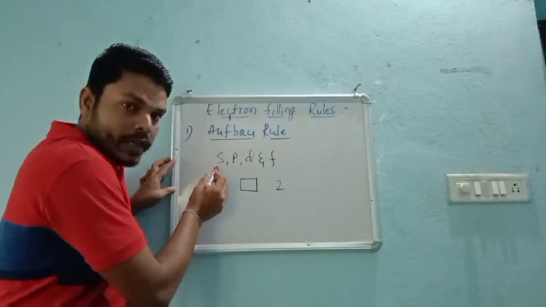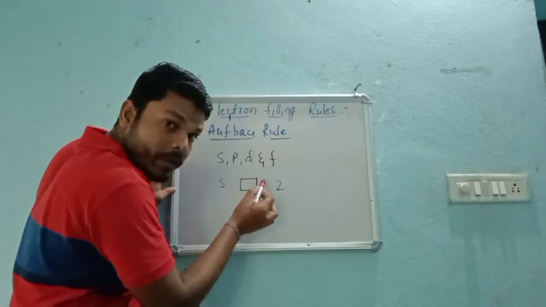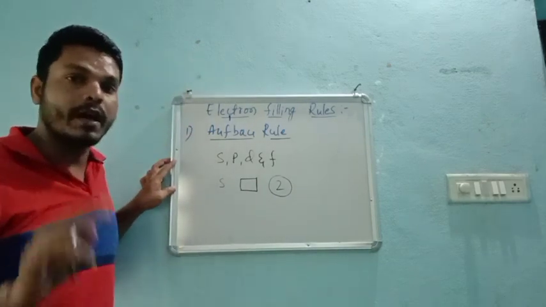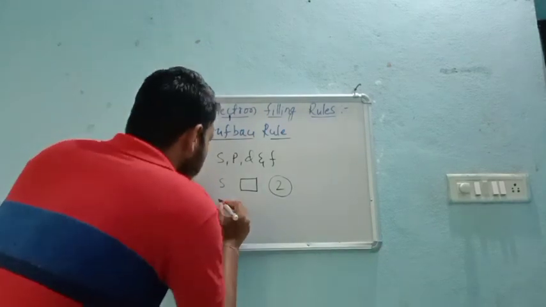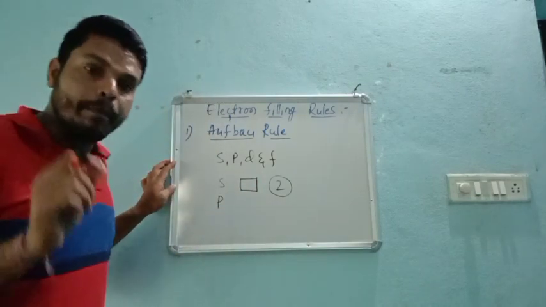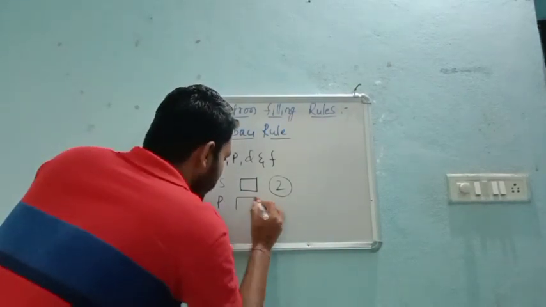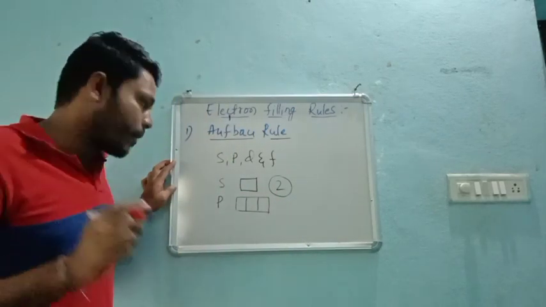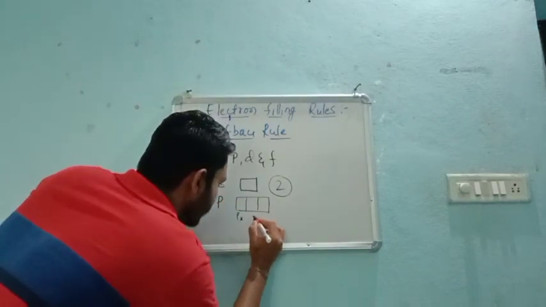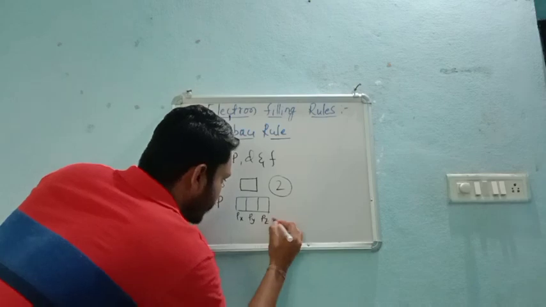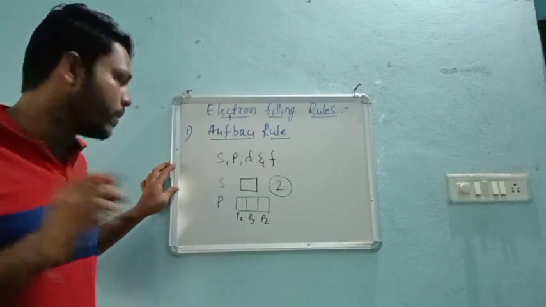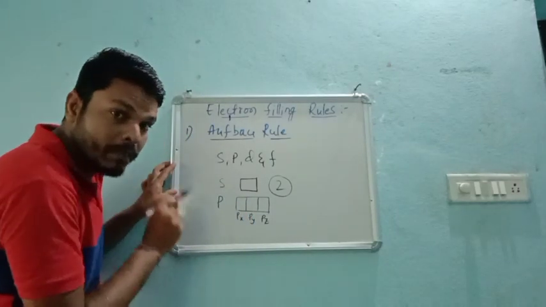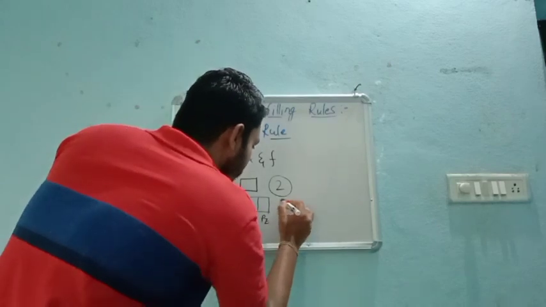So the s subshell has only one orbital, and the maximum number of electrons present in the s subshell is only 2. Very important. Now coming to the p subshell. In the p subshell we have 3 suborbitals, and those 3 suborbitals are in particular px, py and pz. So the maximum number of electrons present in the p subshell is 6.